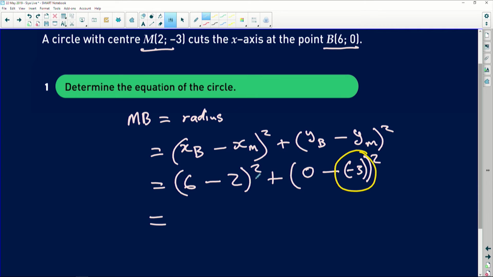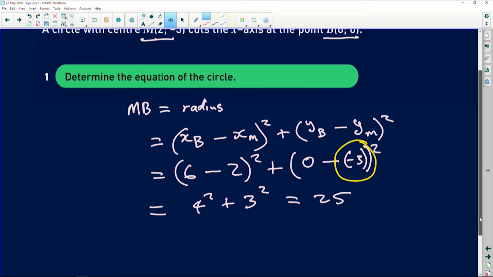Now, 6 minus 2 is 4. So I have 4 squared plus a negative multiplied by a negative, which is a positive. Therefore, I have 3 squared, which equals 25, because this is 16 plus 9. Given this, I don't need to square root this, because remember, in an equation of a circle, I have r squared, not just r. So I don't need to square root this to find the actual radius. I just needed the radius squared.